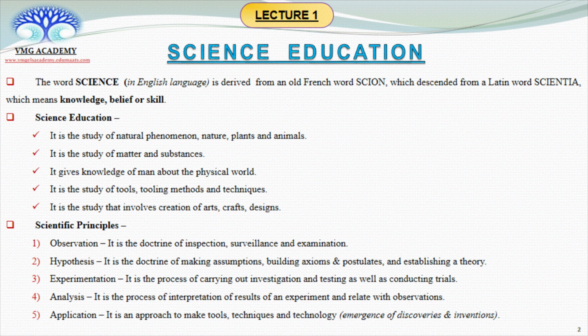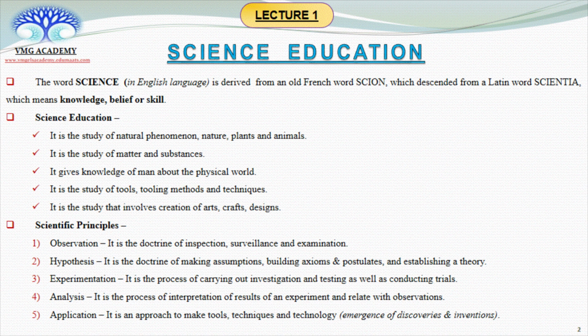First is the observation. It deals with inspection, surveillance, carrying out a survey, or conducting an examination on any object or any material thing. Second, hypothesis. Hypothesis is a way of making statements, making some assumptions, building some axioms and postulates. And if a hypothesis or your statements are true, it leads to the establishment of a theory. And in case of science education, we may call it a scientific theory.